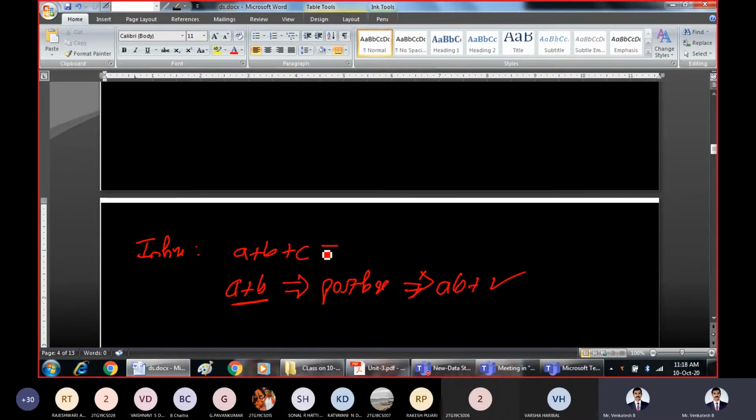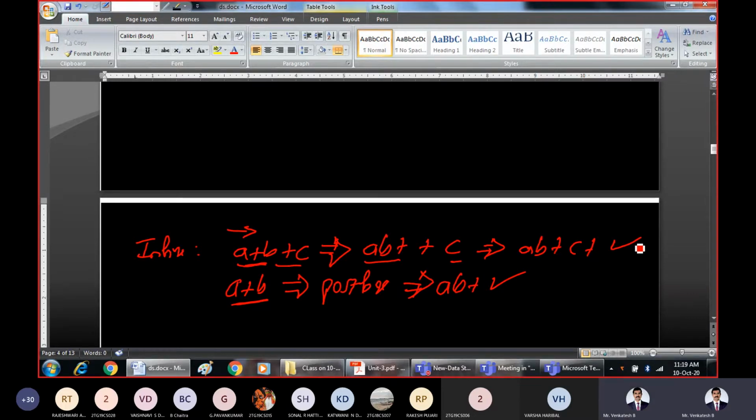Now, when you want to convert a plus b plus c to postfix, what notation should you follow? Whether you perform this one first or this one first. When we have two operators, we will go from left to right. That means I will write AB plus first, I will solve this first, then I will write plus C. This in turn will be written by taking AB plus as one operand and C as another operand. So AB plus C plus, this is the postfix form.